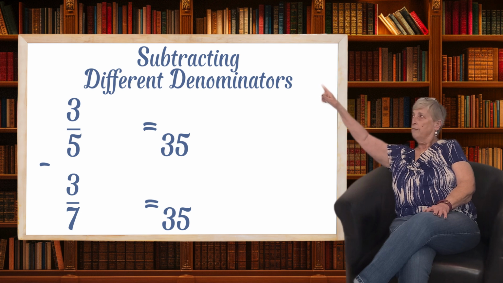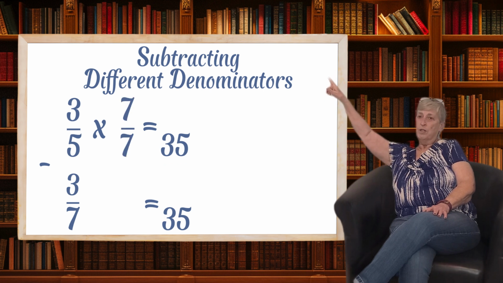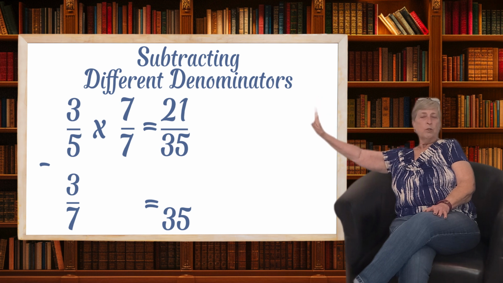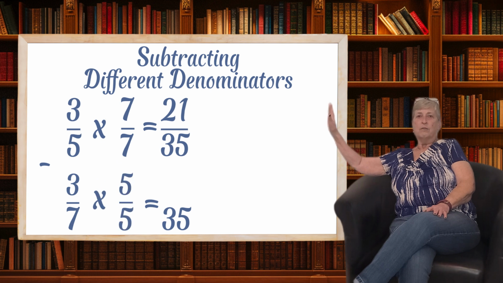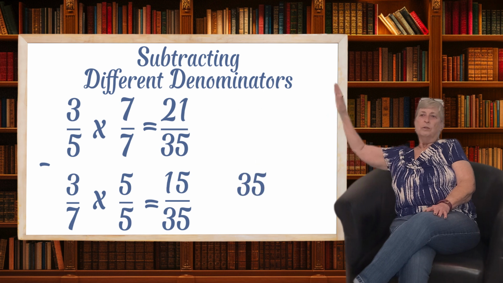All right, so we have 3/5. What do you have to multiply 5 by to get 35? We said you had to multiply it by 7. So 3/5 times 7 over 7. 3 times 7 is 21. 5 times 7 is 35. So we have 21/35 minus 3/7, which we have to change. Again, we want to go to 35. So 7 times 5 gives us 35 on the bottom. 3 times 5 on the top would be 15. So we have 15/35. So now we have the same denominator. The top is 21 minus 15. That's going to give us 6. So our answer would be 6 over 35.